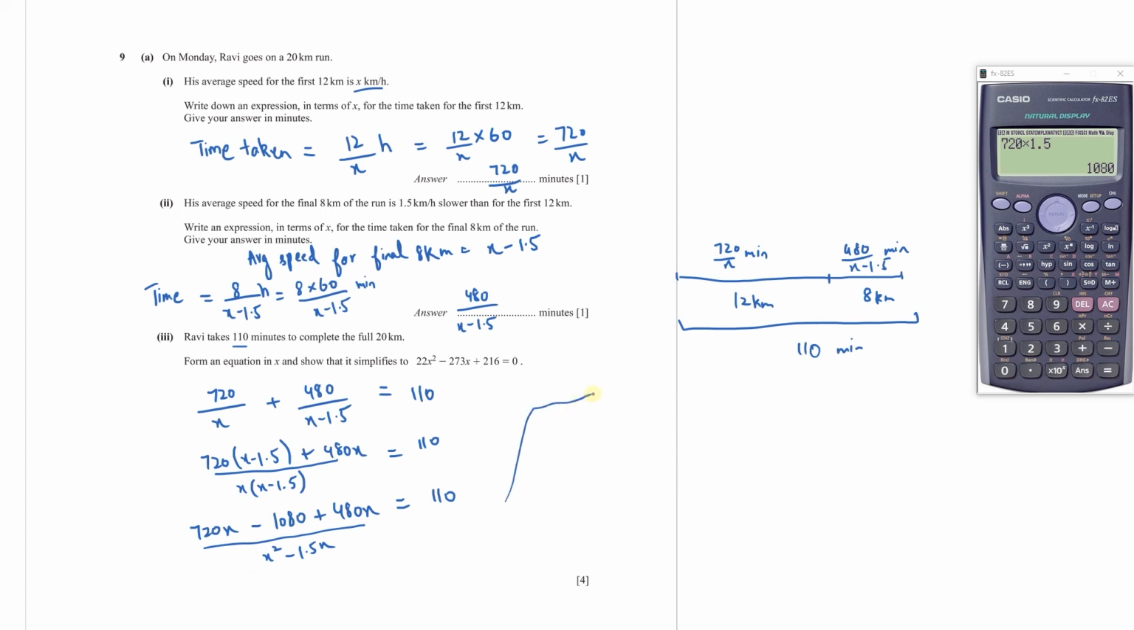So let me continue here. Then I will cross multiply. First I can add these two, 720x plus 480x. 720 plus 480 will give you 1200x. So you will have 1200x minus 1080 equals 110x squared, so I'm taking this to the other side. So 110x squared minus 110 into 1.5, which is 165x.